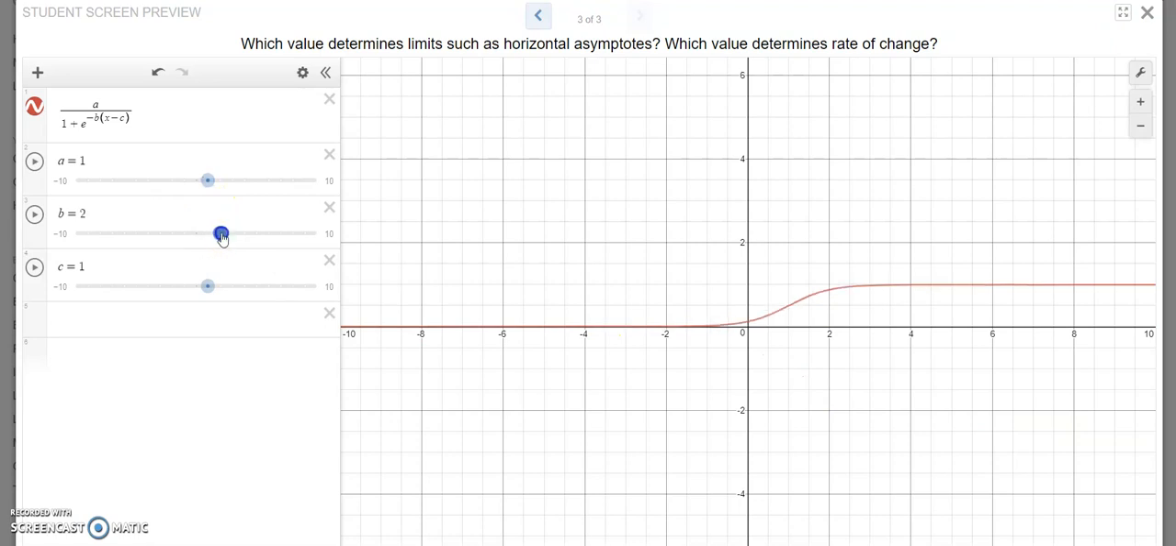Let's look at B. So we move B up, and B is just moving this graph this way. Even though it switches directions, our asymptote is still going to be at 1. So let's move A. All it's doing is moving that graph right back up. So that would be a horizontal asymptote. So B has no effect on the asymptote. Move A back to 1.